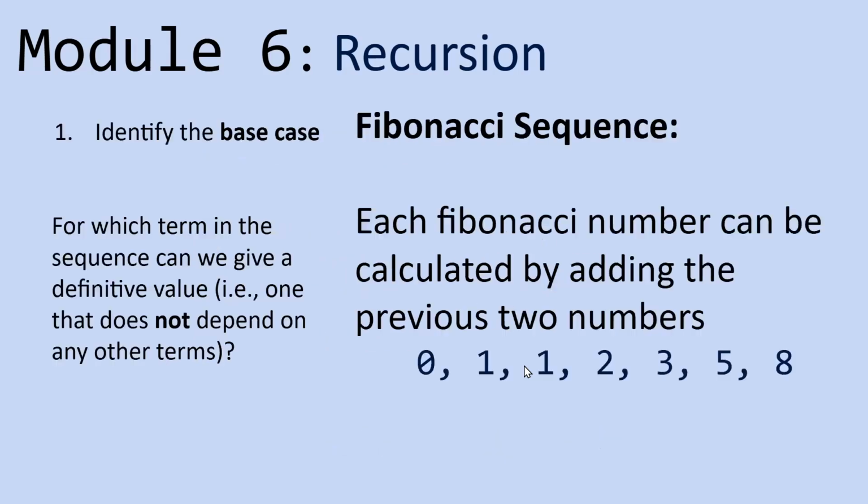All right, so first for Fibonacci, we'll have to identify the base case, which I always recommend as the first step. So for which term in the sequence can we give a definitive value, i.e. it does not depend on any of the other terms?